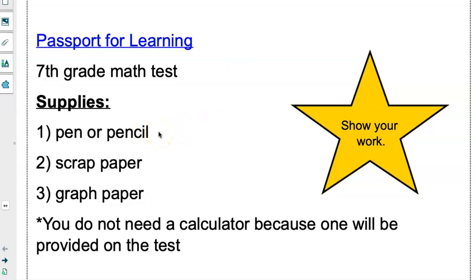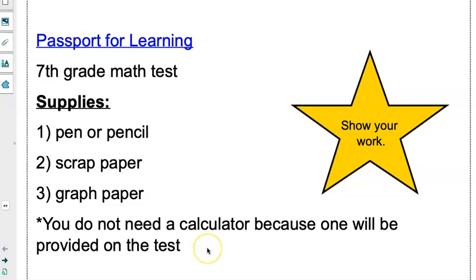You need to get out a pen or a pencil. Get out scrap paper, so it could be notebook paper, it could be just like plain computer paper. Get some scrap paper out. And then also get out a sheet of graph paper. If you don't have graph paper, I attached to the email a PDF that you can print of graph paper. I also put that in the GoFormative today so that you could print it from the GoFormative.